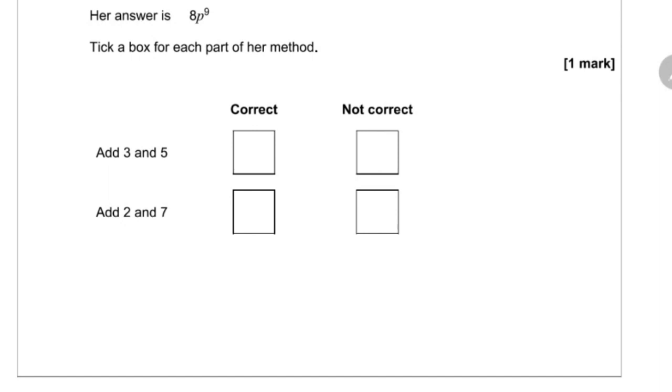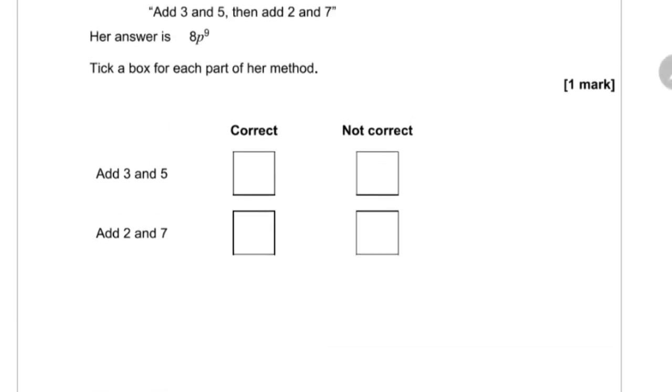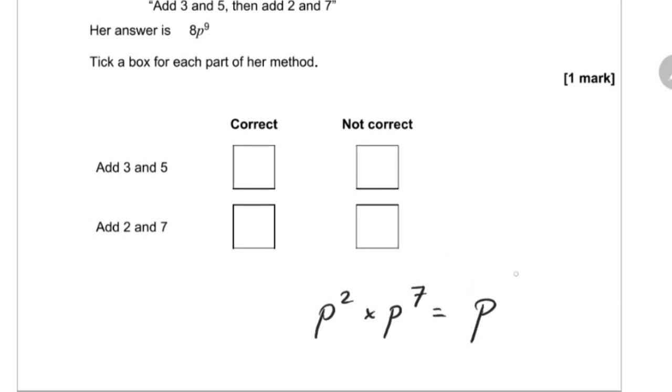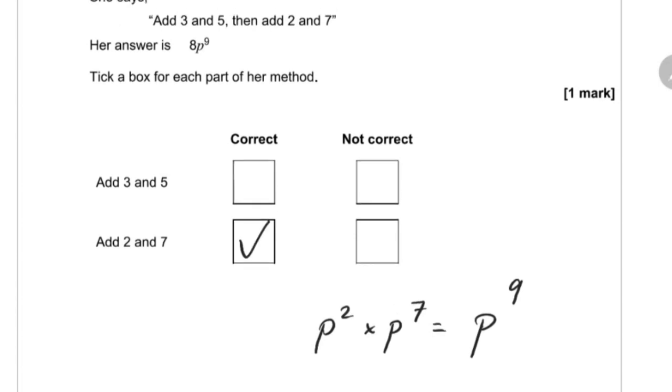So the power section of her method is correct. So if we ignore the coefficients and just do p squared times p to the 7, then you would add those powers together to get p to the power 9, sorry, not 6, 9. So that bit is definitely correct, so that's that bottom bit. However, the coefficients 3 and 5 need to be multiplied together as well. You can't just add those because they're part of the multiplication. So that part of her method is incorrect.